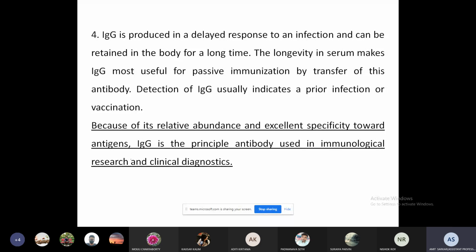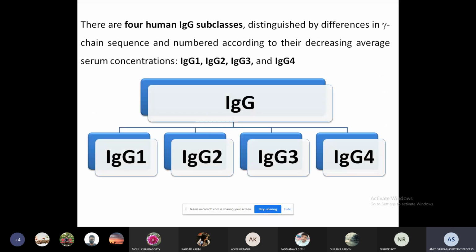unless you are specifically interested to know about other antibodies. Now, human IgG can be subdivided into 4 different subclasses: 1, 2, 3, 4. There is not much meaning in these numbers. There is a slight difference in the gamma chain sequence, and another difference is the concentration in the serum. IgG1 is about 60% or more. IgG2 is found in the 20% to 30% range. IgG3 is even less than 10%, and IgG4 is even less than 4%.